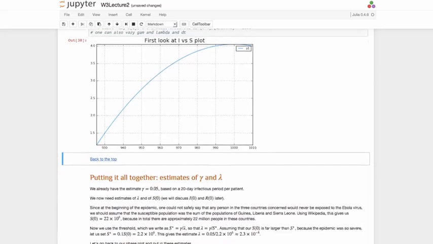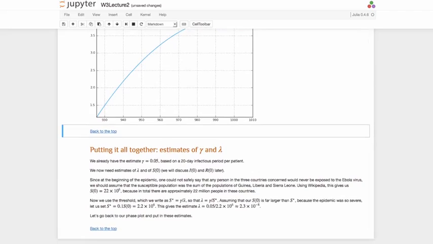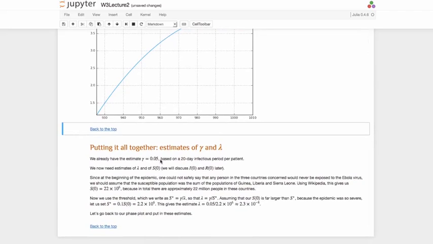So this allows us to estimate the values of gamma and lambda. We've already got our estimate of gamma, now we use it. We estimate lambda using the threshold value. So from the formula for the threshold value, gamma over lambda, we deduce that lambda is gamma over the threshold. The EVD epidemic was very bad. That means the initial population was a lot larger than the threshold number of susceptibles.